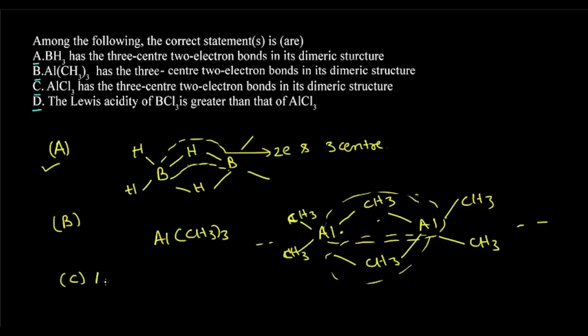And the alternative C, AlCl3 has 3 center 2 electron bond in its dimeric structure, is absolutely incorrect, because we know that AlCl3 has 3 center 4 electron type bond present. Because the vacant p orbital in aluminium atom gets filled by the excess electrons of chlorine atoms. So there is the transfer of electrons from chlorine to the vacant orbital of aluminium. So we all know that this is a 3 center 4 electron type bond. So we are having structures like this.